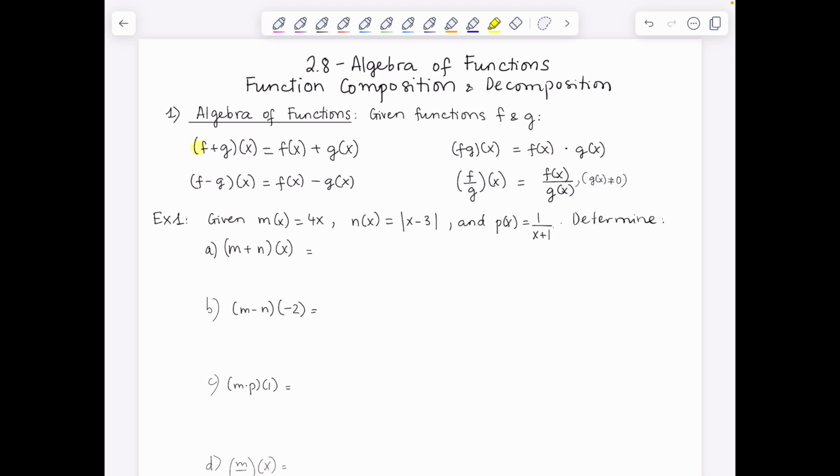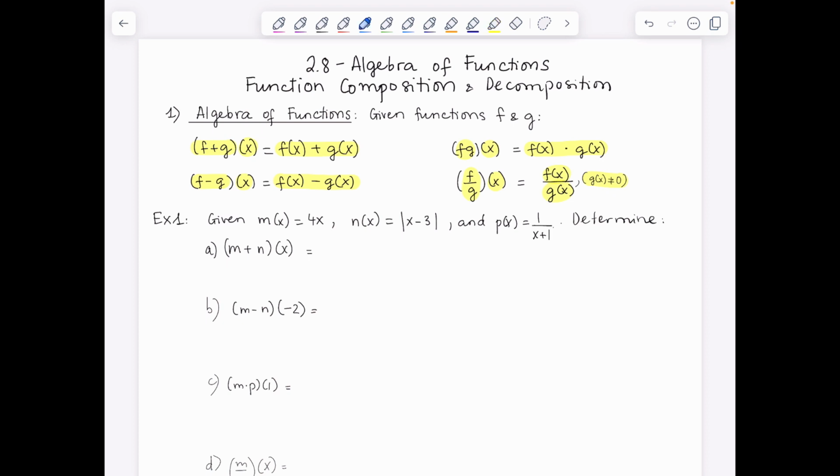You have f plus g of x. That can be interpreted as f of x plus g of x. And then f minus g of x is the same as f of x minus g of x. F times g of x is f of x times g of x. And finally, f divided by g of x is the same as f of x divided by g of x, with the condition that g of x is different from 0 because g of x is the denominator.